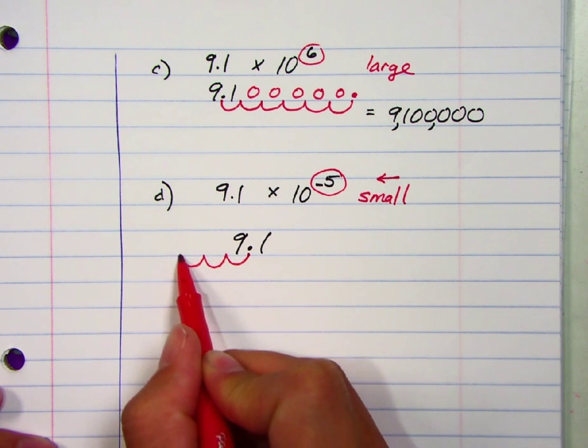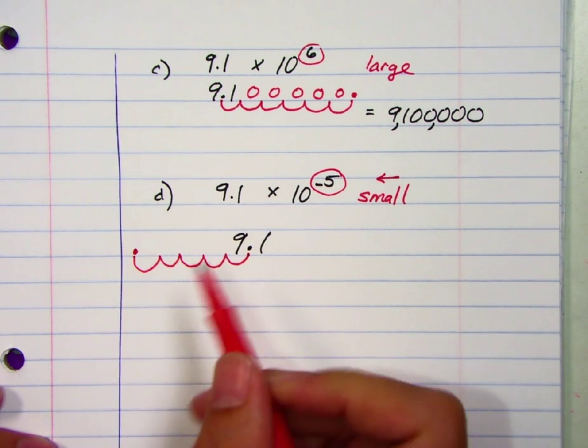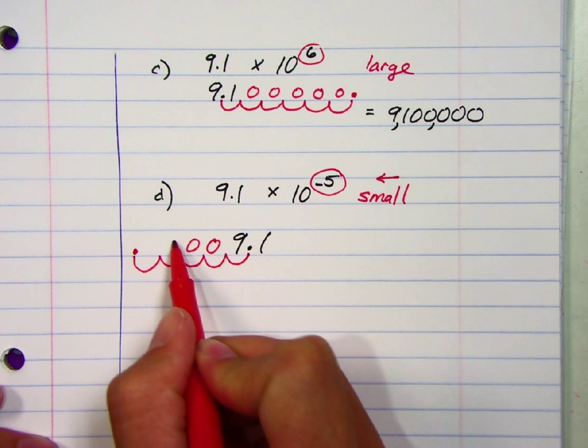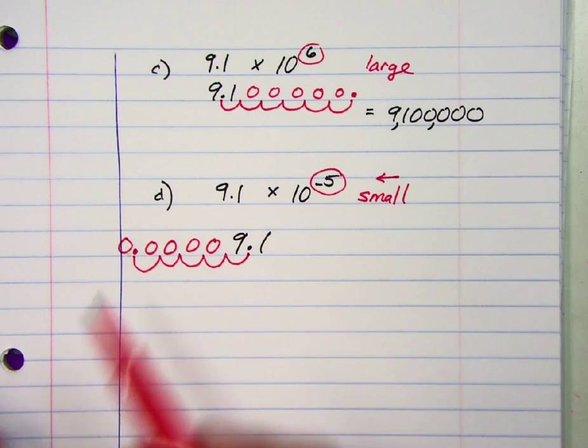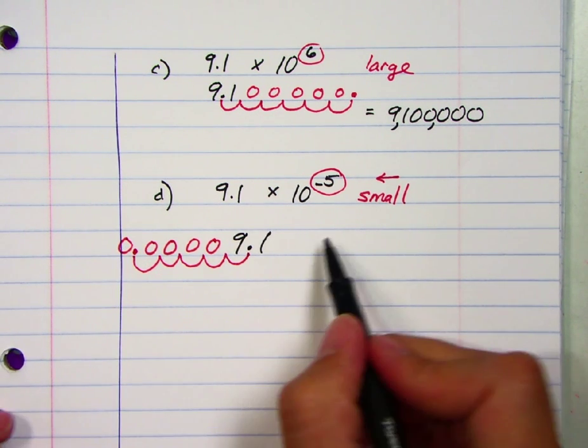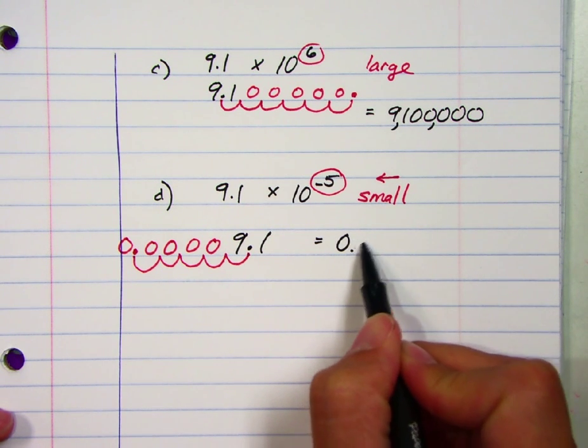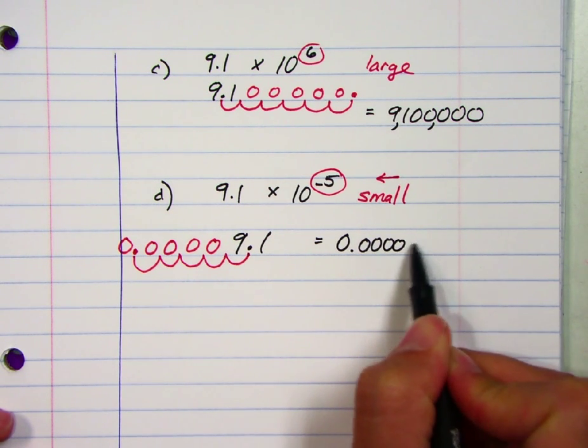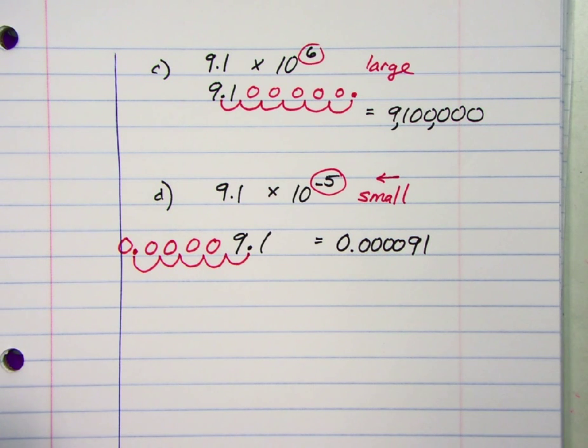1, 2, 3, 4, 5 for the decimal. Place zeros in those empty spots and put a 0 right out front. And then I can rewrite this number. That's how you write it in standard form.